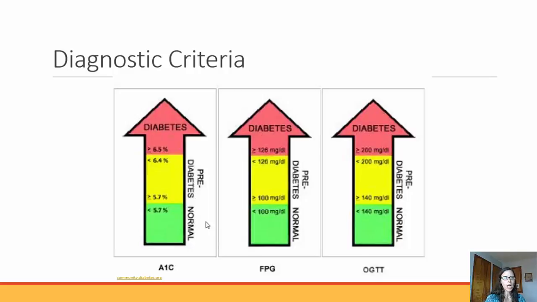Okay, so here are our parameters for how we diagnose diabetes. Here we have our normal reference ranges for each of the 3 tests, our pre-diabetes range, and then the cutoff points for which we consider the individual to have diabetes.